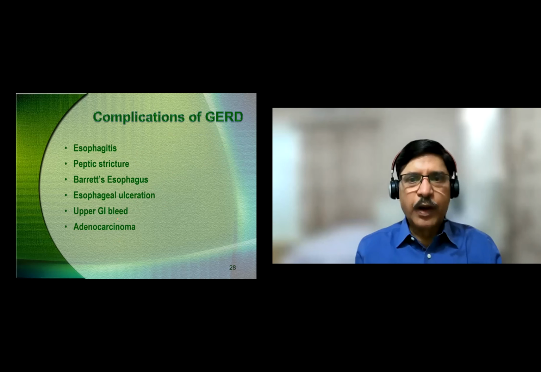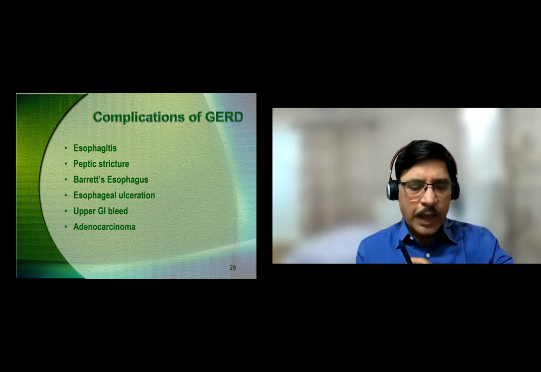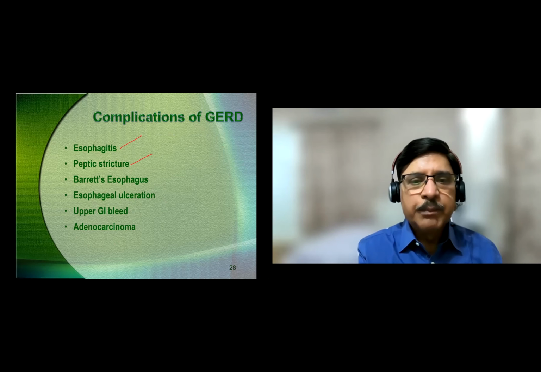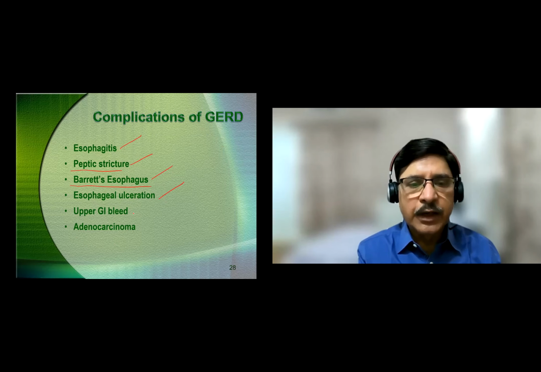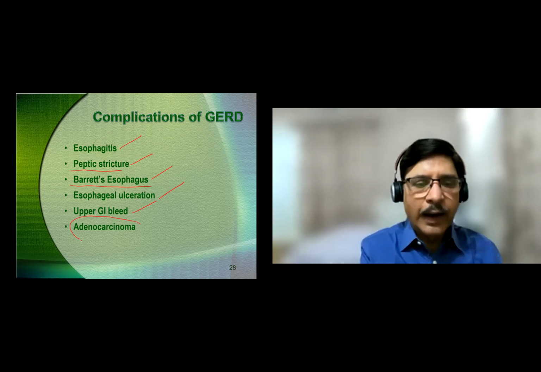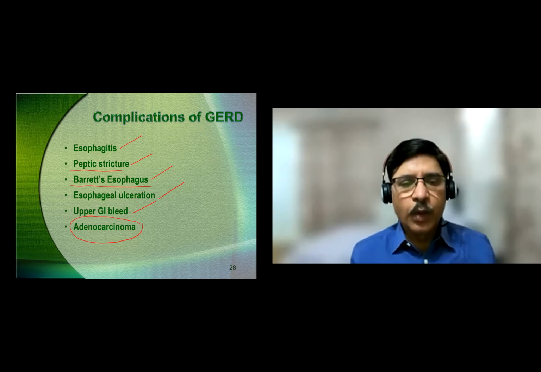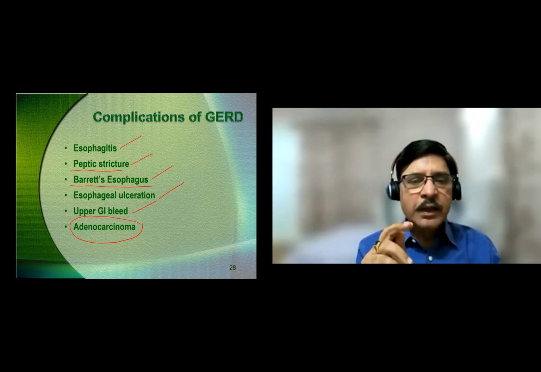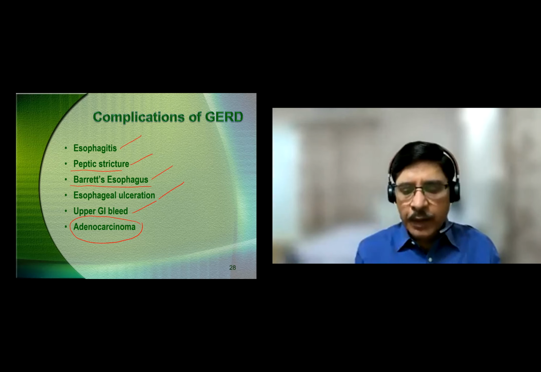Now, complications of GERD. What can happen with GERD? Esophagitis, inflammation, peptic stricture, that is acid stricture, Barrett's esophagus, I'll show you some pictures, esophageal ulceration, upper GI bleed, and adenocarcinoma of the lower esophagus, which is a rare but very important complication of GERD. What are they? Esophagitis, peptic stricture, Barrett's, ulceration, upper GI bleed, adenocancer.